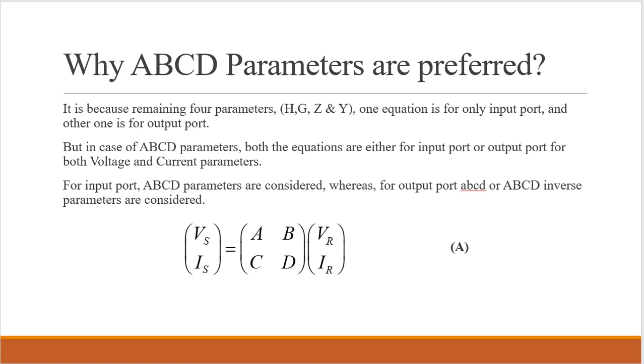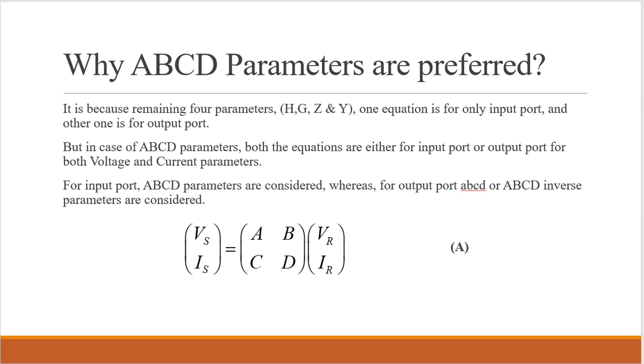Let's suppose we consider the case of Z parameters. Then one equation will be for I1 and the other equation will be for I2, or one equation will be for V1 and the other equation will be for I2, and likewise if there is I1 at one end, then V2 will be on the other end, right? It means that one parameter is related to the sending port, whereas the other one is related to the receiving port.